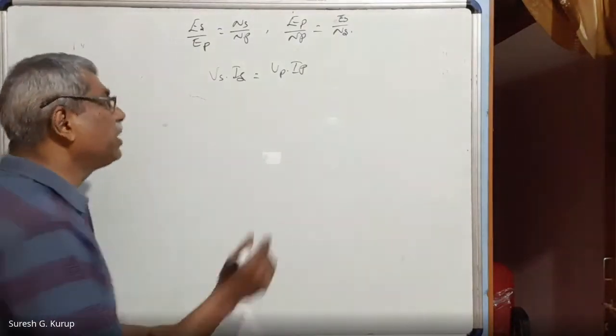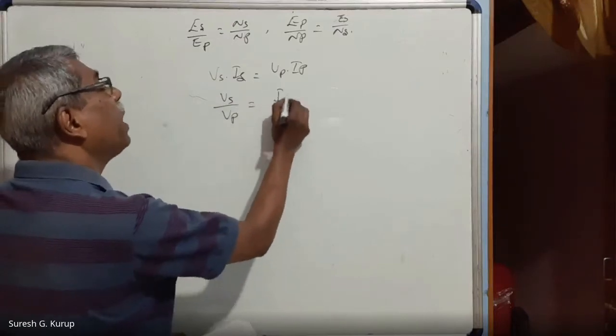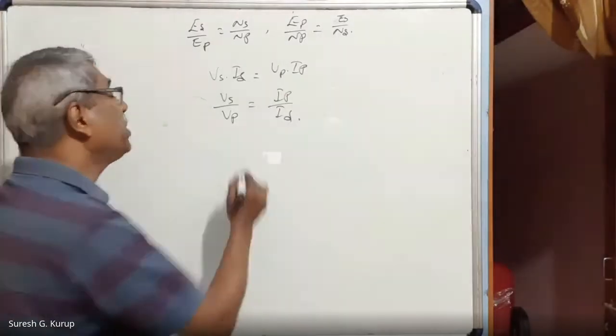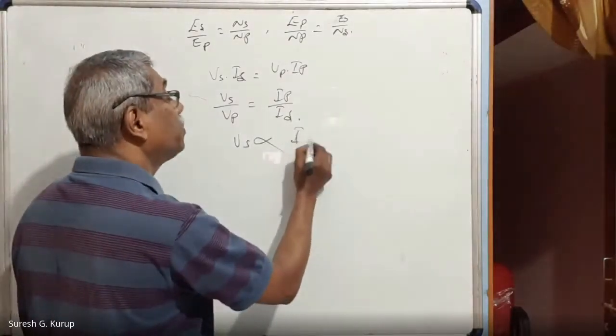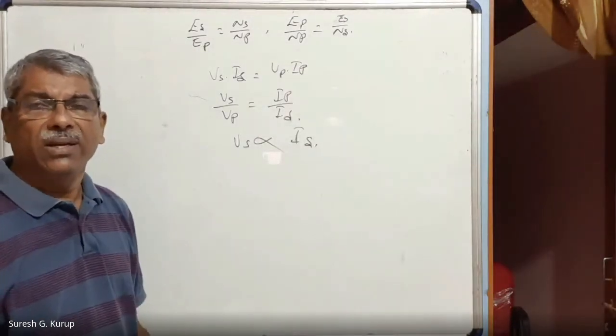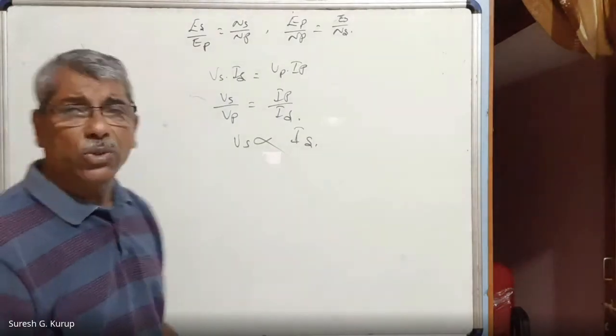Therefore, what we can write: Vs by Vp is equal to Ip by Is. That is, Vs is inversely proportional to Is. That means this is the condition. So the voltage in the secondary is inversely proportional to the current in the secondary, or Vp is inversely proportional to Ip.